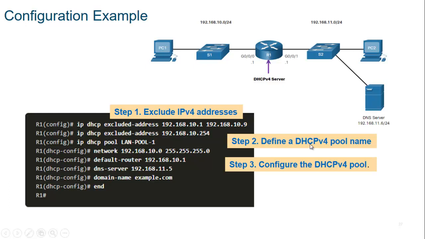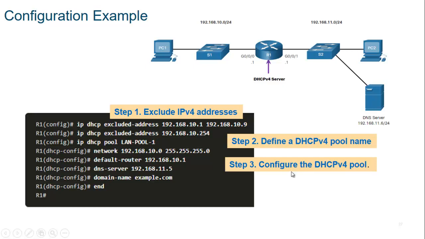The next step is to define the DHCP version 4 pool name. In this case, ip dhcp pool, and this is the name of the pool that we gave, LAN pool 1. You can be more specific or more generic, but try to be as informational as possible to help you with your administration.